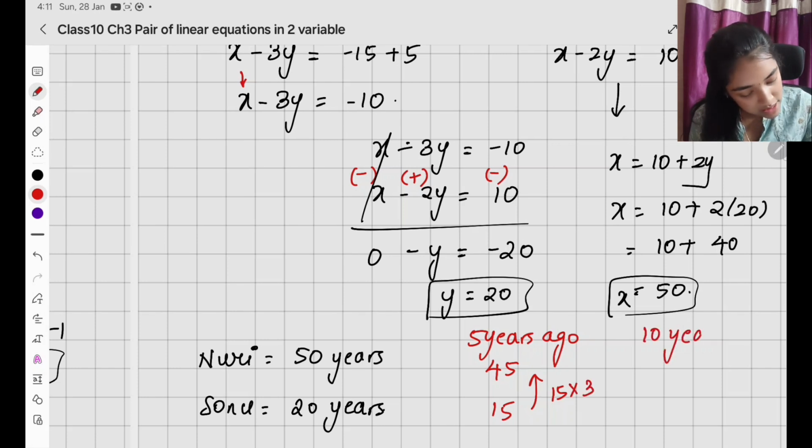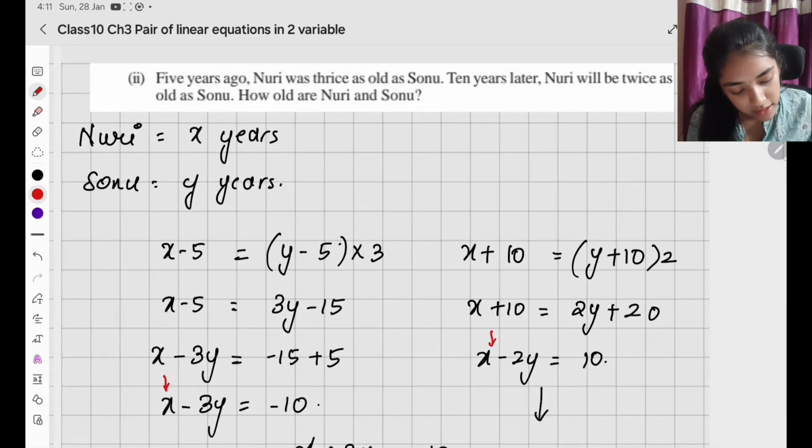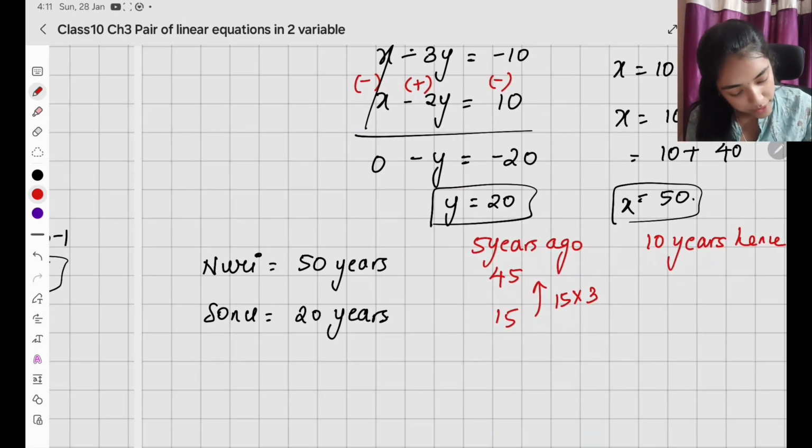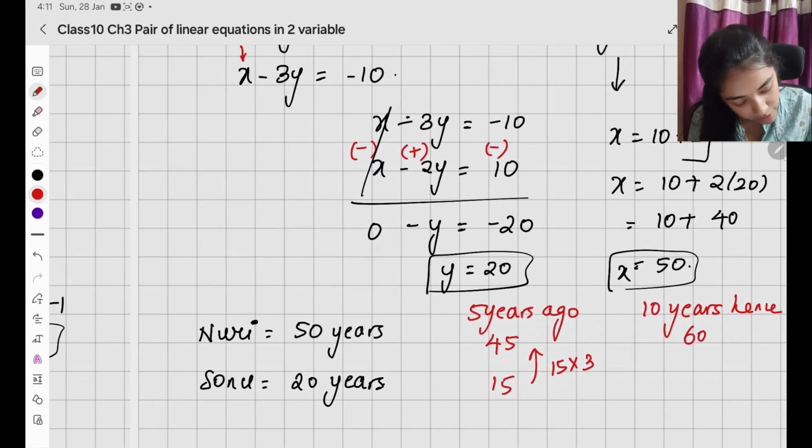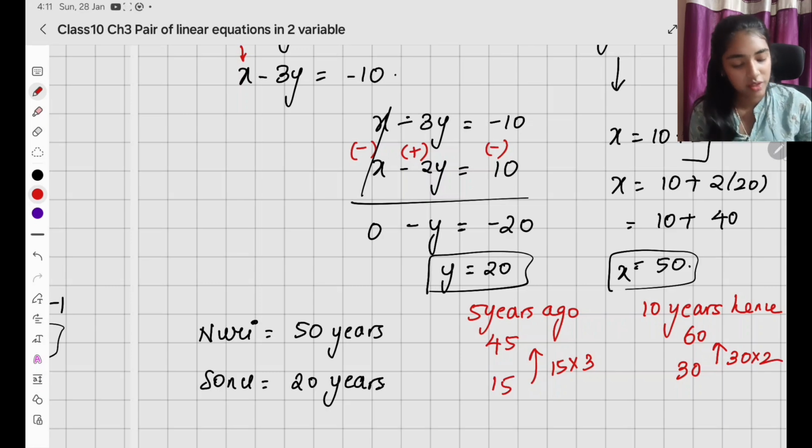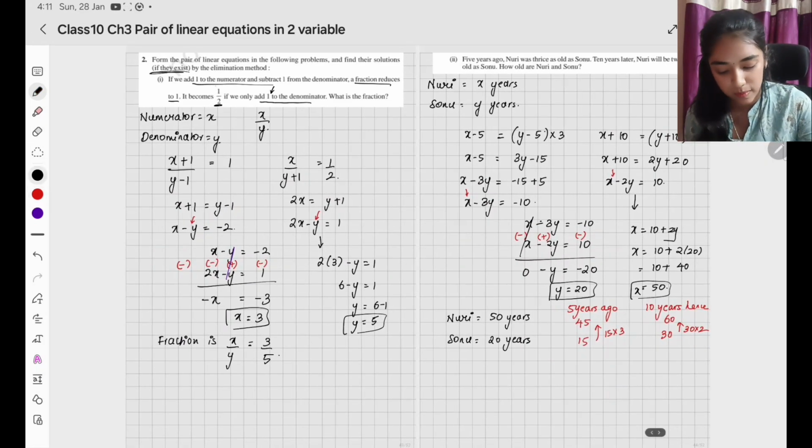Now 10 years hence, 10 years from now, how is it going to be? Noori is going to be twice as Sonu. So 10 years from now, 50 becomes 60 and 20 becomes 30. So we see that 30 into 2 is going to give us 60. Okay, so we checked it. Please copy.